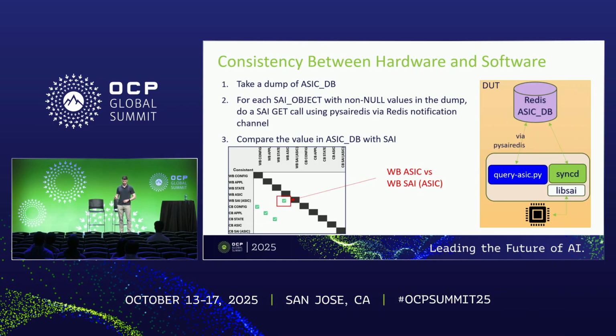Now going back to those two groups of checks that I said before. The first one, hardware versus software. How do we do this? The first thing we do is we take a dump of the ASIC DB from the SONiC OS, and then for each SAI object that doesn't have null values, meaning it's not a placeholder value, we then do these SAI get calls via PySAI Redis and the Redis notification channel and compare the result that we get there.